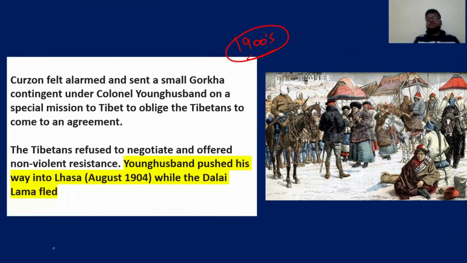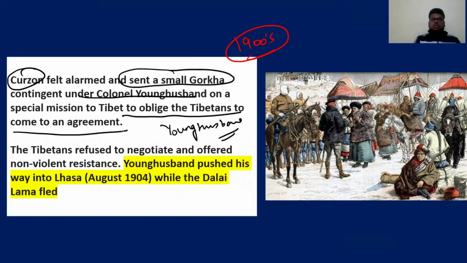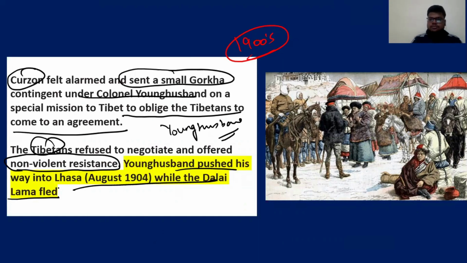So, 1900s. Curzon felt alarmed and sent a small Gorkha contingent under Colonel Young Husband, remember the name, on a special mission to Tibet to oblige the Tibetans to come to an agreement. So Tibet did non-violent resistance, and Young Husband pushed his way into Lhasa while the Dalai Lama fled.